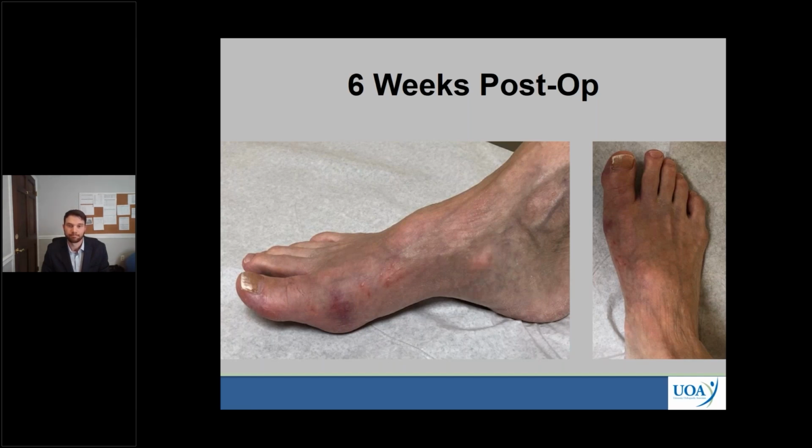Okay. And is this an outpatient procedure? Yep, in almost every case, this is an outpatient procedure. You can go home the same day, and like I said before, you're putting weight on your heel for balance and to get around.